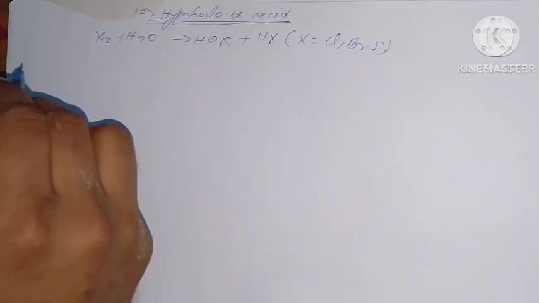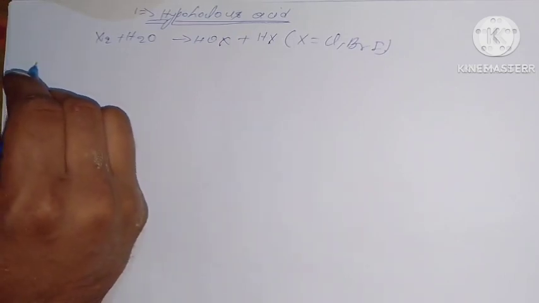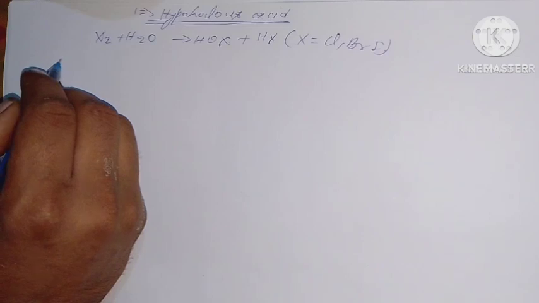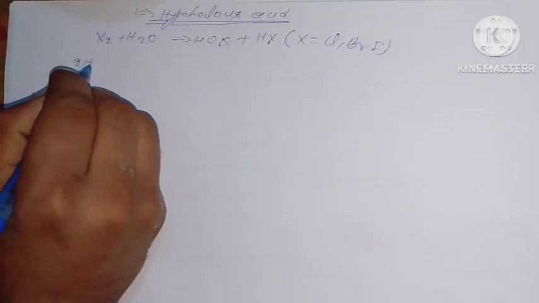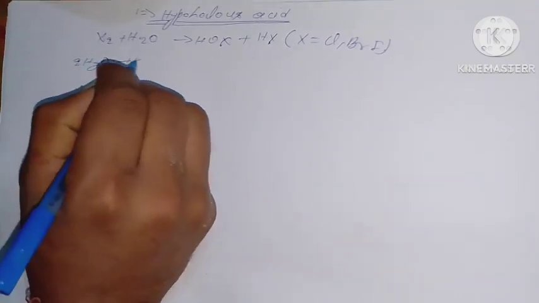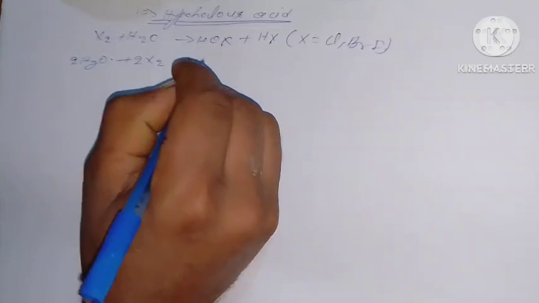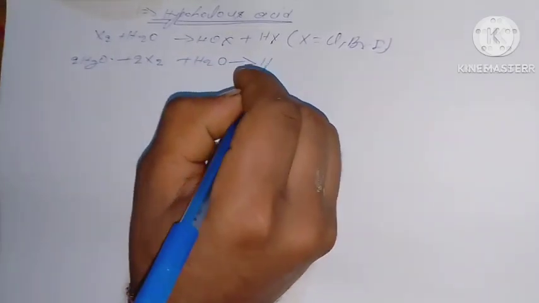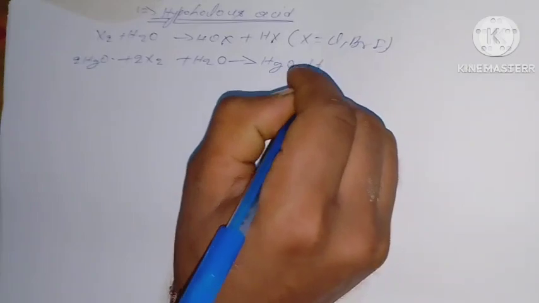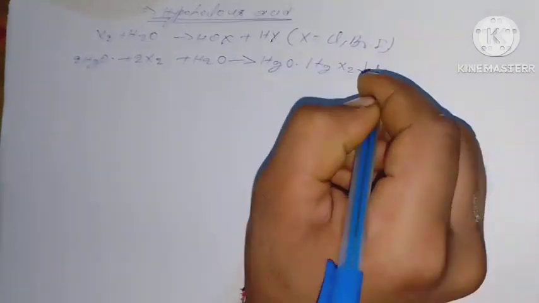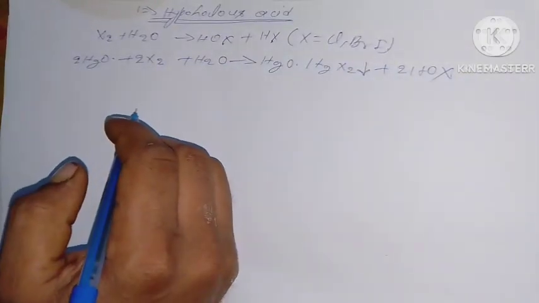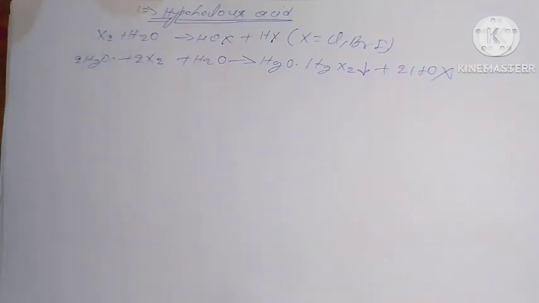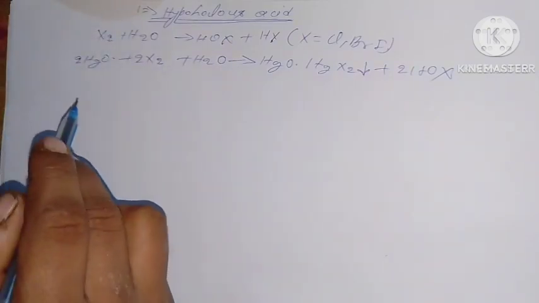HOX is also prepared by shaking halogen water with mercuric oxide. 2HgO plus 2X2 plus H2O gives HgO·HgX2 plus 2HOX. HOX is prepared by shaking halogen water with mercuric oxide.